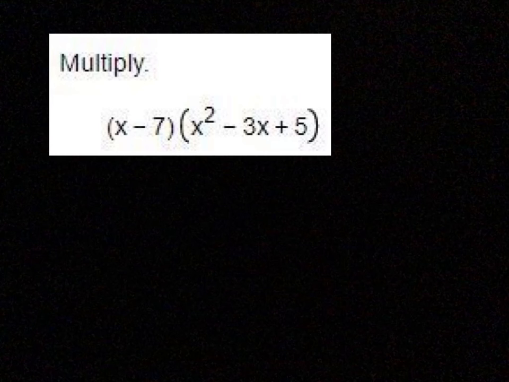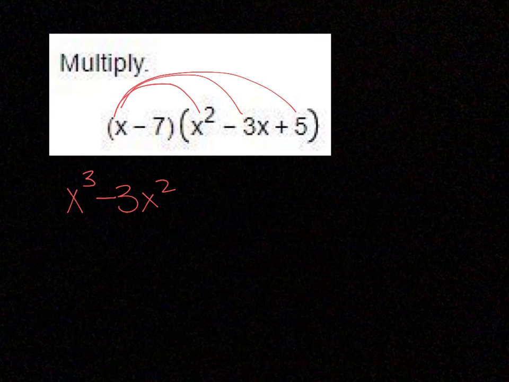All right, last question. We're going to do exactly the same thing. Start by distributing that x. Since it's just an x, all we're doing is adding an x. So x squared times x is x to the third. 2 plus 1 is 3. X times -3x is -3x squared. X times 5 is a positive 5x.